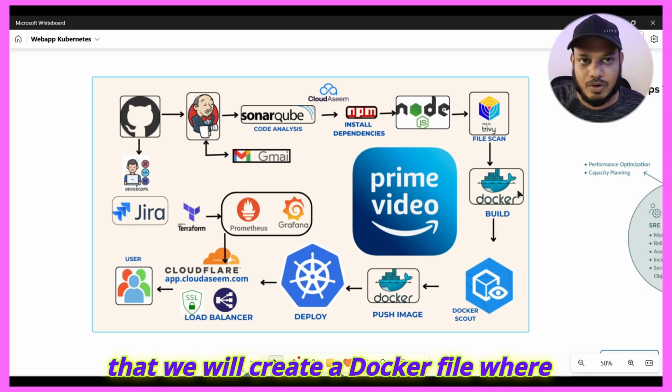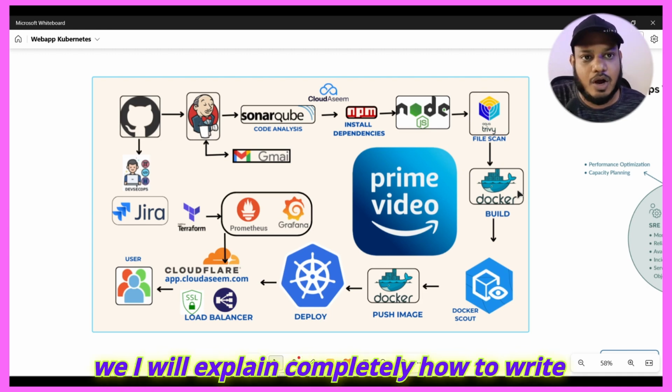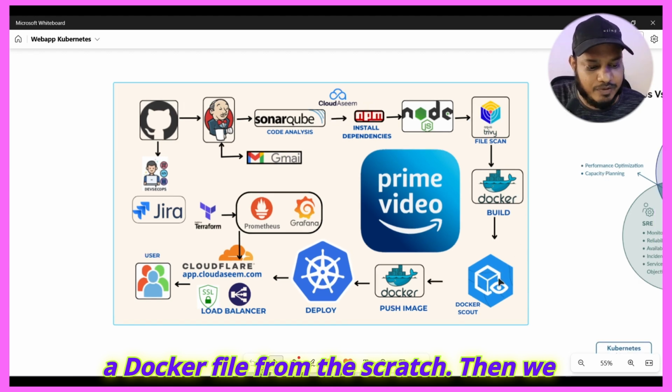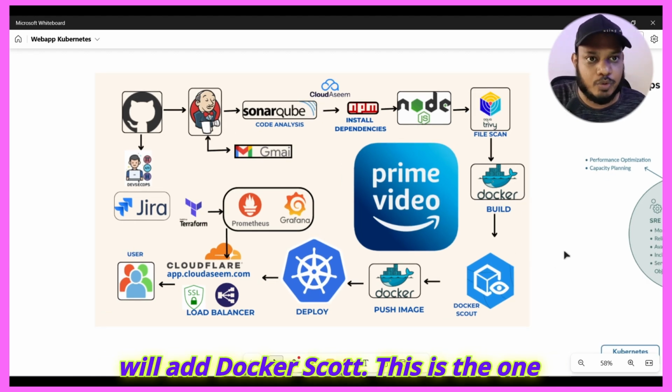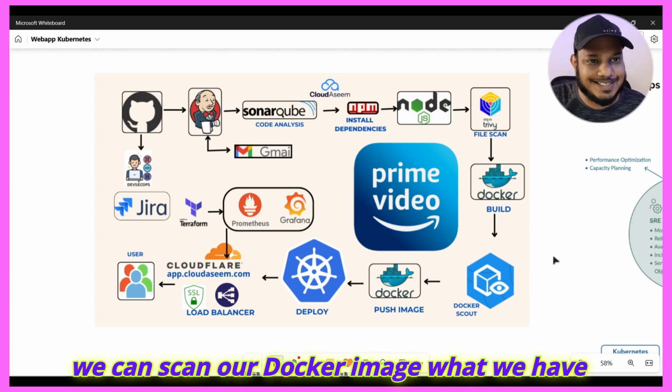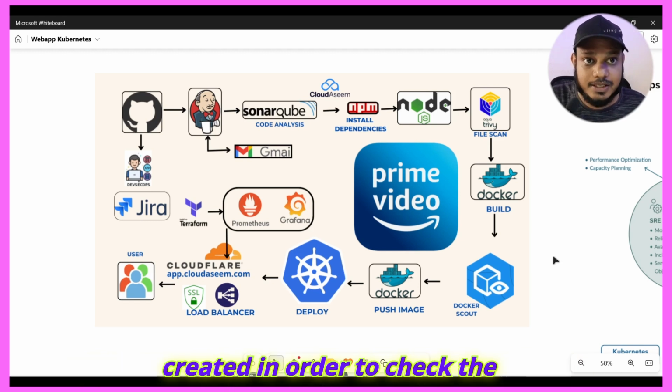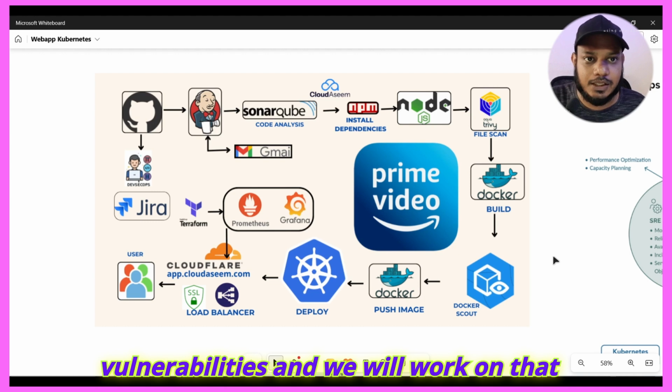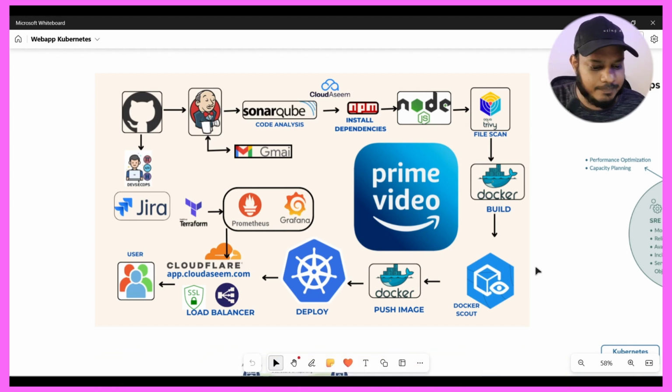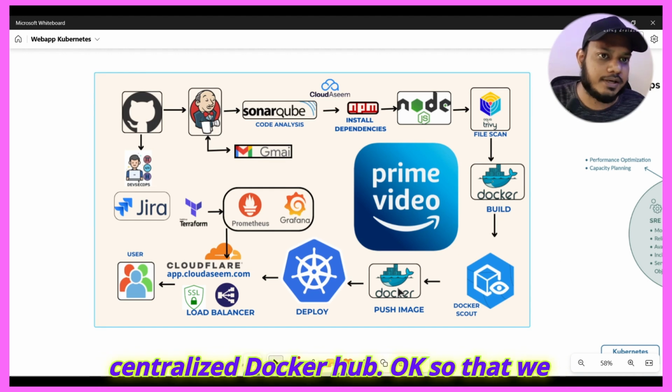For that, we will create a Dockerfile, where I will explain completely how to write a Dockerfile from scratch. Then we will add Docker Scout. This is one more security tool from Docker where we can scan the Docker image we have created in order to check for vulnerabilities, and we will work on fixing those as well. Then afterwards, I will push the code into the centralized Docker Hub.